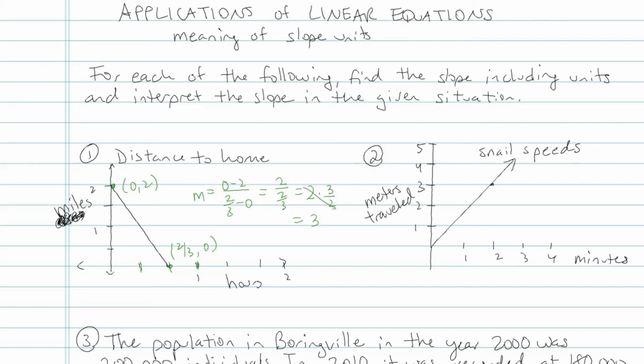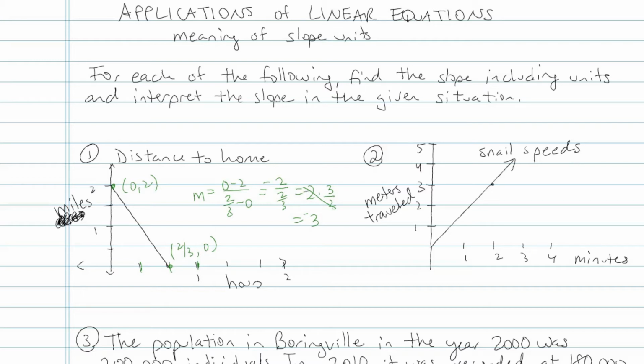Now I have to be careful because this slope is decreasing. It's going down as I move from left to right. So this should in fact be a -3 for my slope. You might have noticed that on the numerator, 0 minus 2, I should have a negative right there. Okay, so my slope is -3.